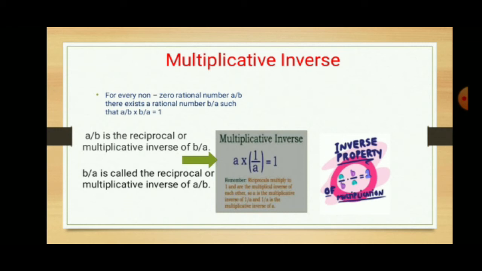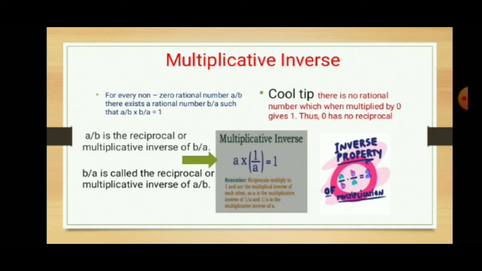Now here is one cool tip I want to give you. The cool tip is, there is no rational number which when multiplied by 0 gives 1. Thus 0 has no reciprocal. 0 is the only number which has no reciprocal.